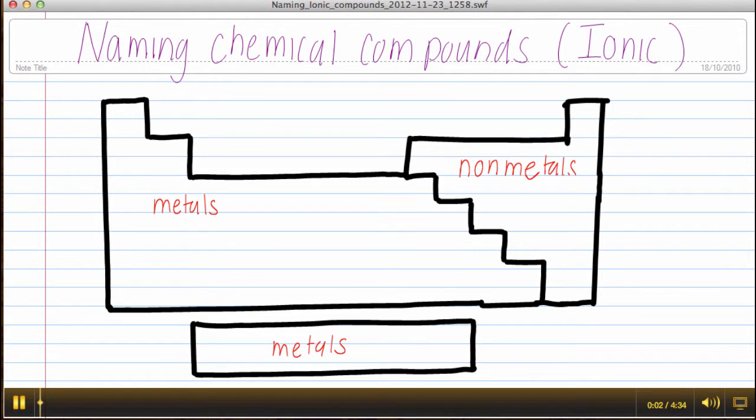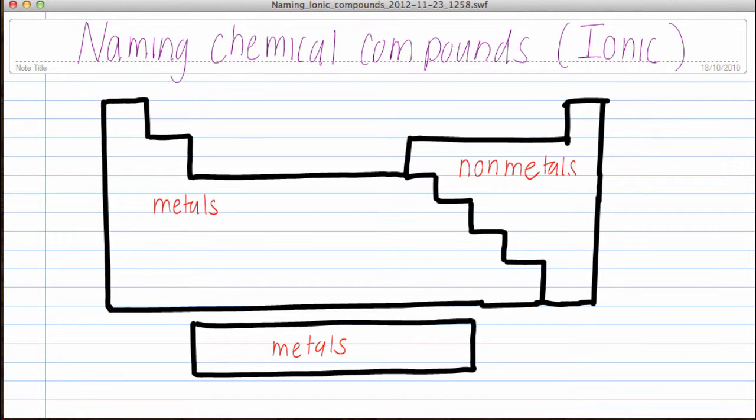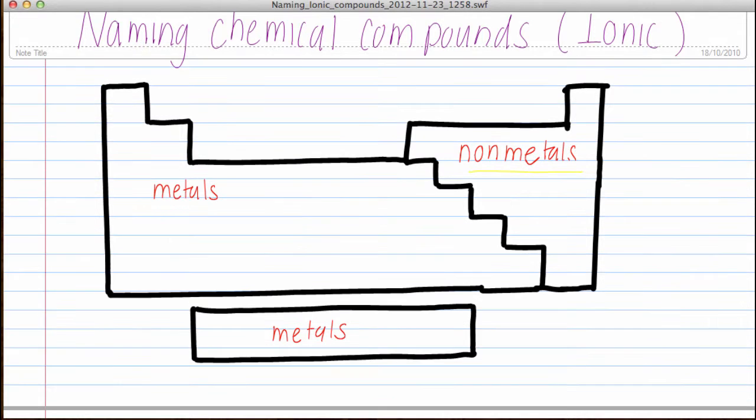In this little video, we're going to discuss naming chemical compounds that have ionic bonds. And briefly, just looking at the periodic table again, we need to review that metals are typically found on the left-hand side of the table and underneath, and the non-metals are found in this very small section here on the right-hand side of the table.